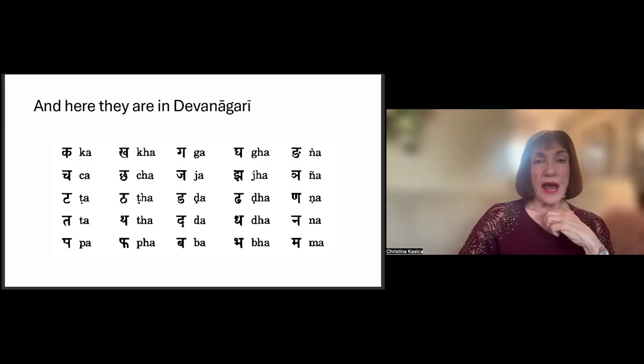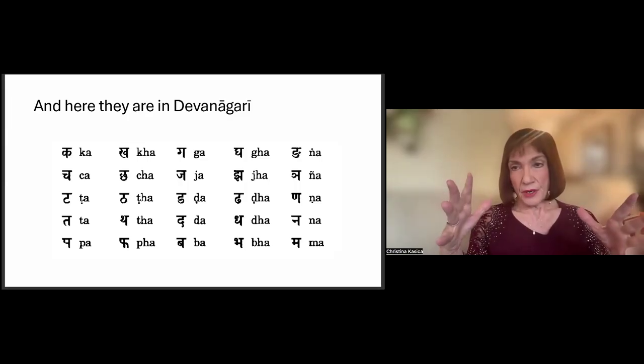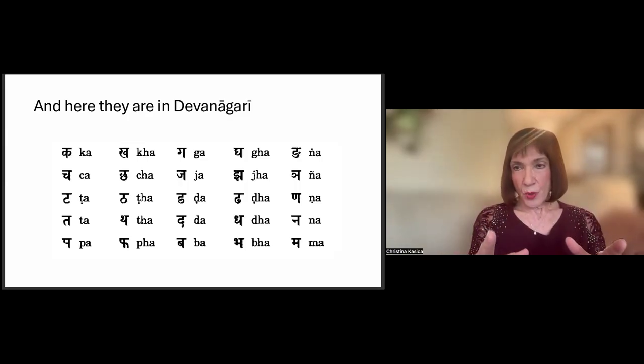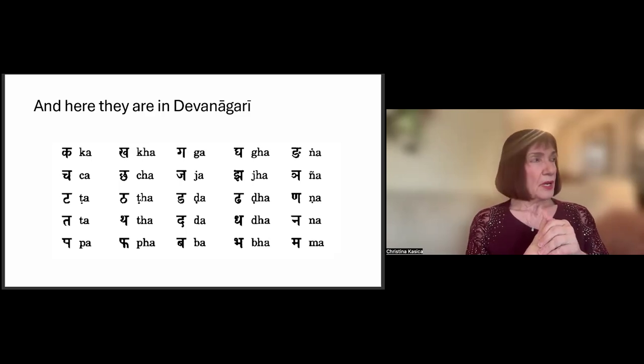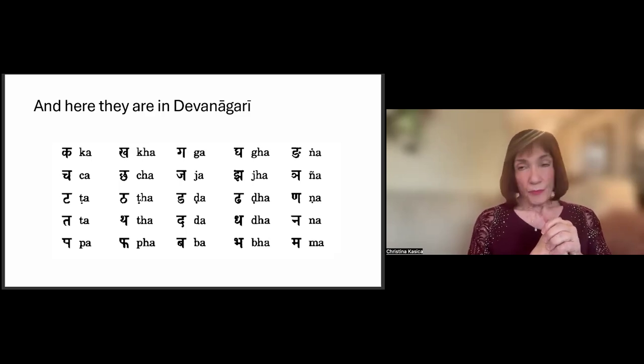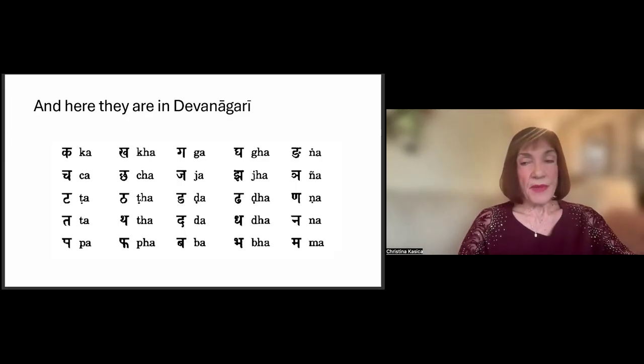Okay, so now we're going to see where these extra 8 letters appear in this main grid of 25. So I already gave them to you. They are ya, ra, la, va, the 4 semivowels, and sha, sa, and ha, the 4 sibilants and the orphan. So let's examine those a little more. Let's have the next slide.